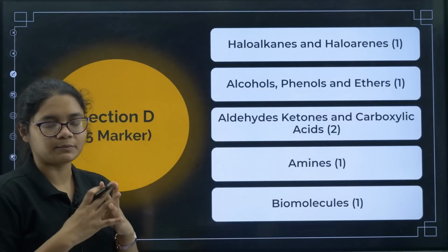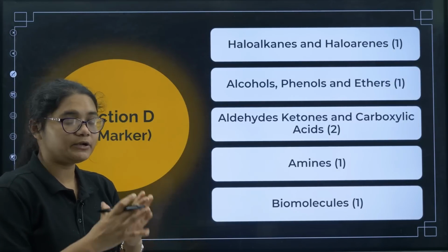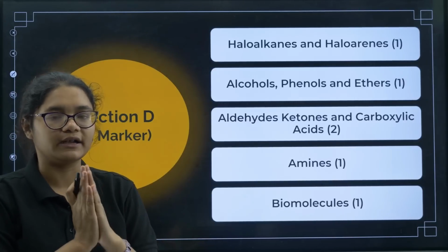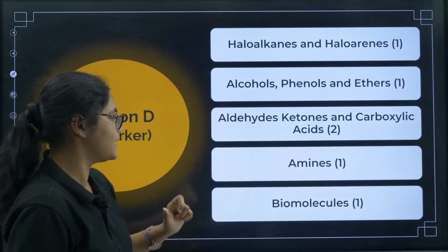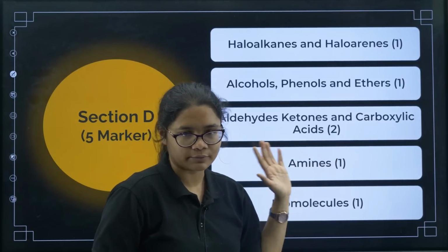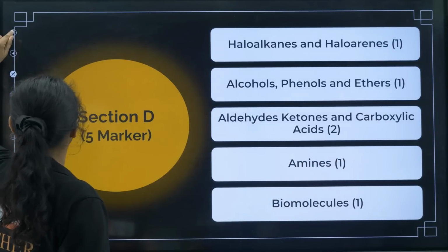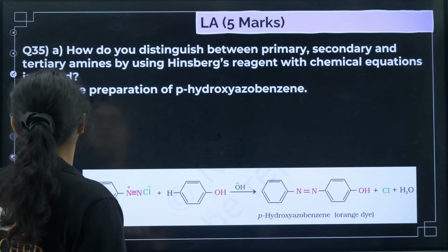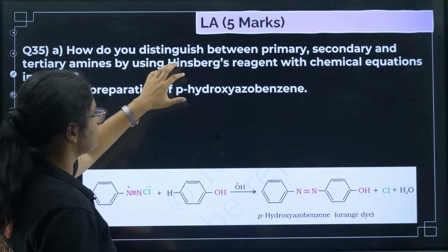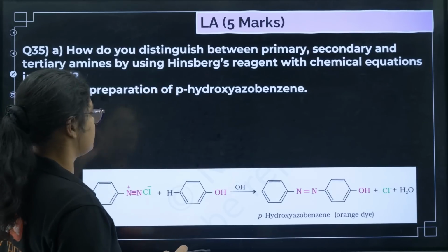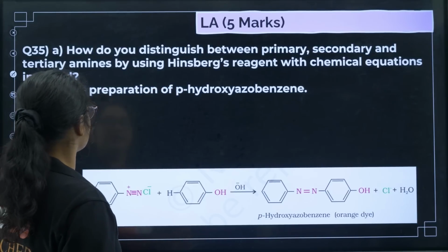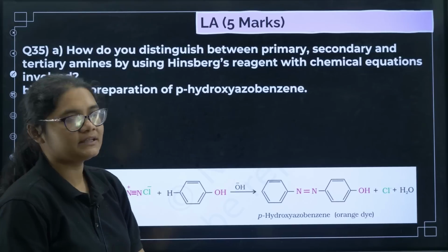The 5 marker questions will be from organic chemistry. There will be a total of 6 questions, out of which you have to attempt any 4, and 5 chapters are there. So 5 chapters, 5 questions, and aldehydes and ketones will have 1 more extra question. Okay, so let's see the first question here from the chapter. How do you distinguish between primary, secondary and tertiary amines by using Hinsberg reagent with chemical equations involved? Give the preparation of para-hydroxyazobenzene.